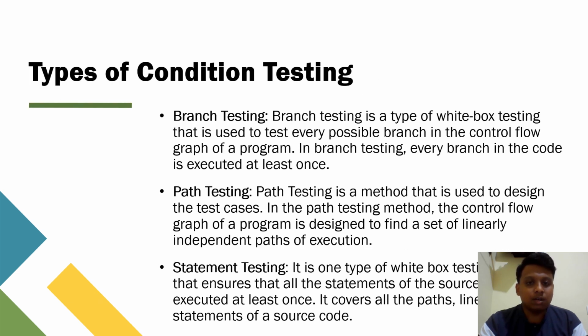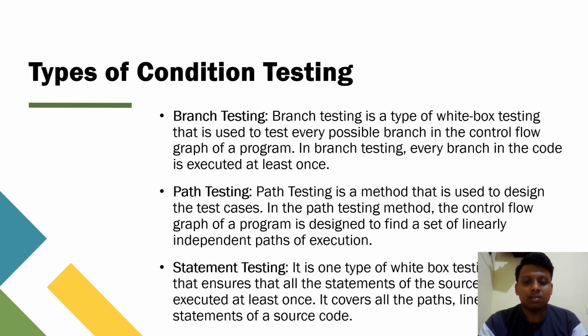Types of condition testing. That is, first one, branch testing. Branch testing is a type of white box testing that is used to test every possible branch in the control flow graph of a program. In branch testing, every branch in a code is executed at least once.